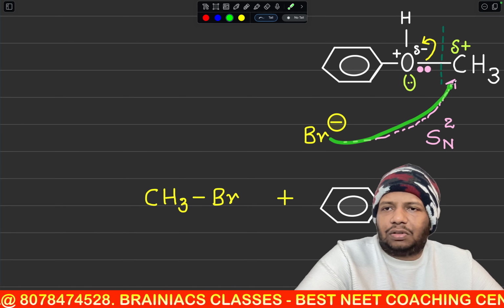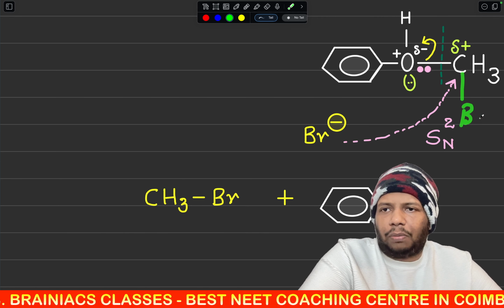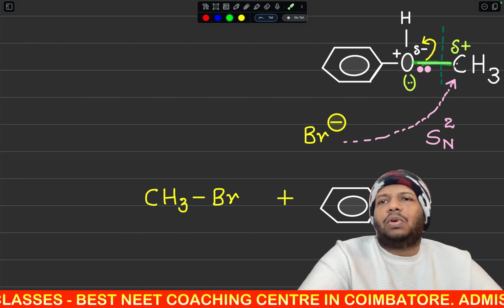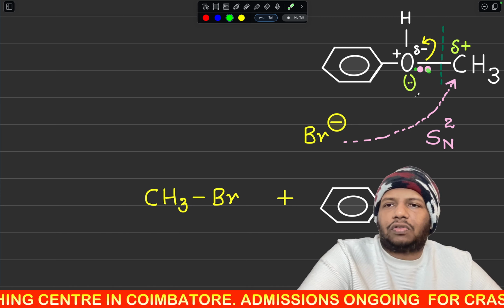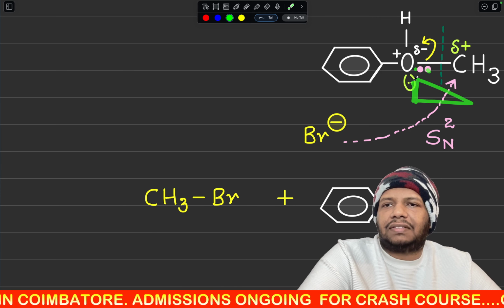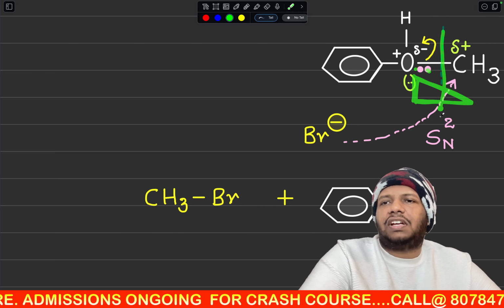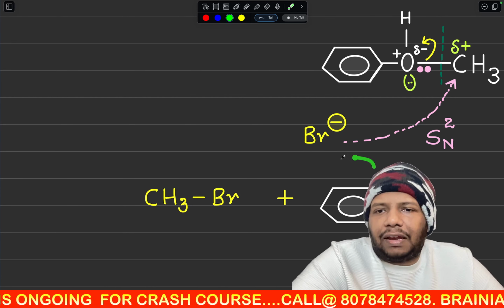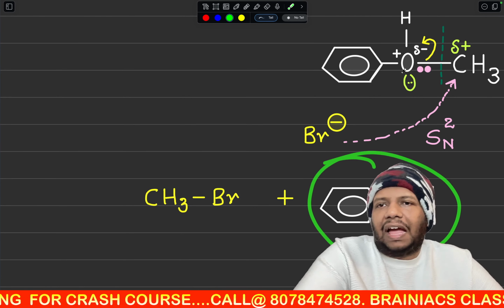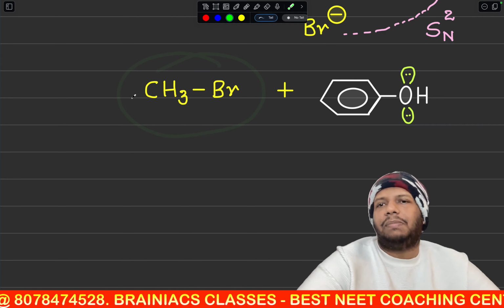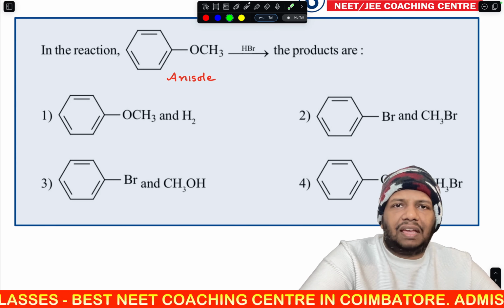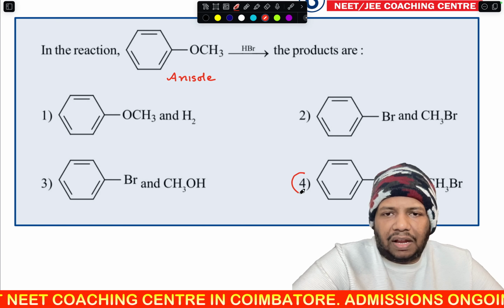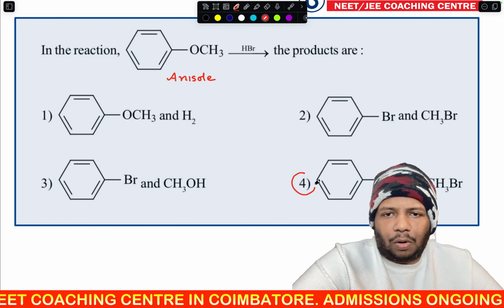When it attacks this backside carbon and a bond is formed, this carbon will have 5 valency. So it will break the carbon-oxygen bond. Why? Because the electrons have already moved towards oxygen, so the bond is almost weak. It will break like this, and you will get phenol, and the electrons will go to the vacant orbital, and the other compound you obtain is CH3Br. Okay, I hope you understood the concept. So the answer in this case is phenol and CH3Br. I can say option 4 would be my correct answer.